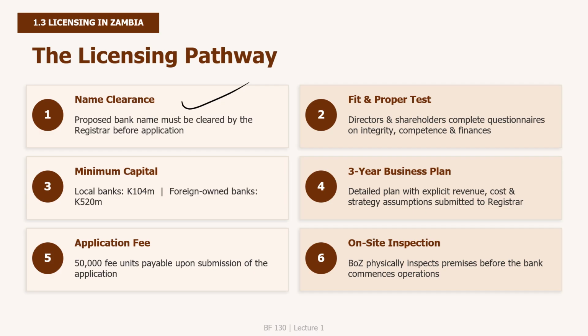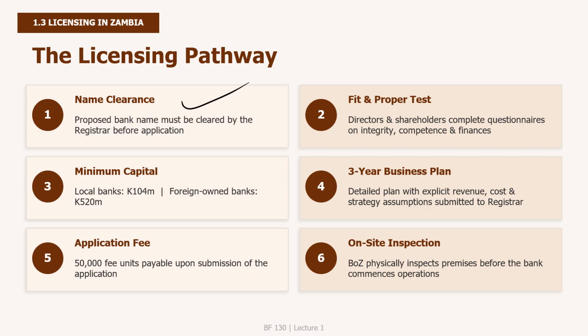You might ask why this is. Well, it is basically to prevent confusion with existing institutions. You don't want names to clash, isn't it? So that's why you are getting that name clearance. For example, you might not name a bank Zambia National Bank, because it's already there, right? So those clashes, we don't have to have them.